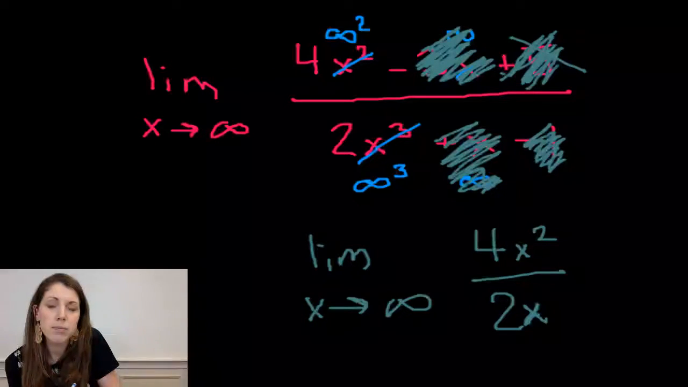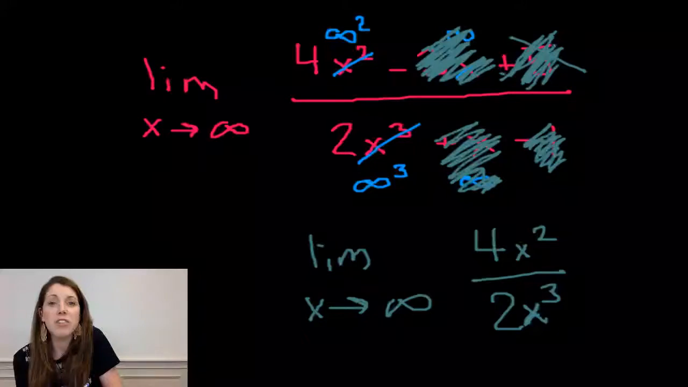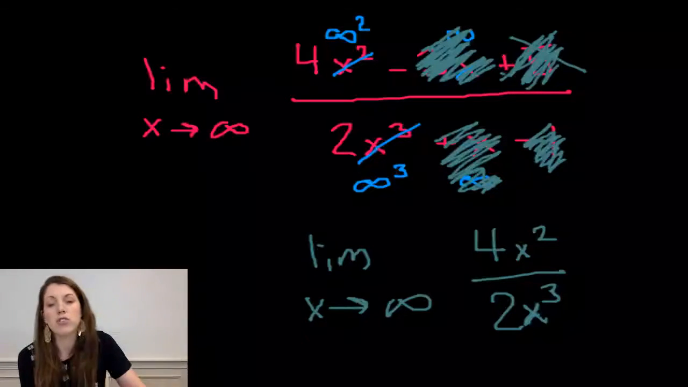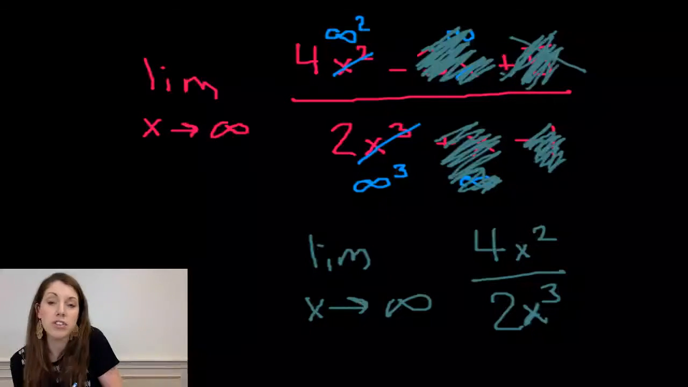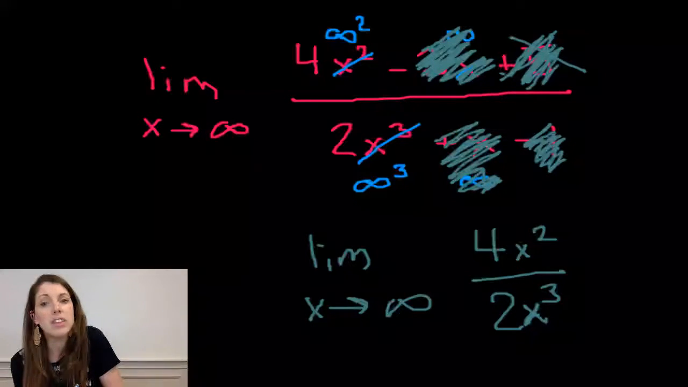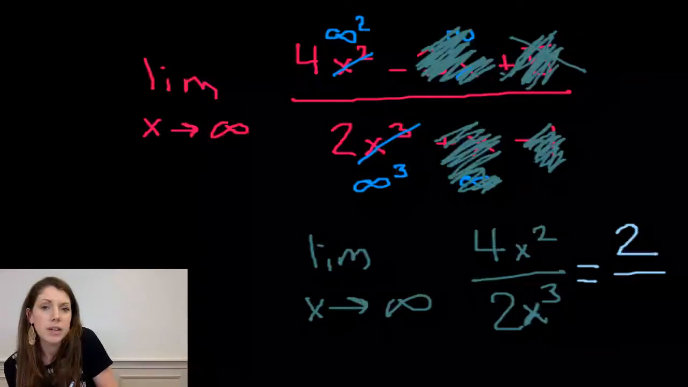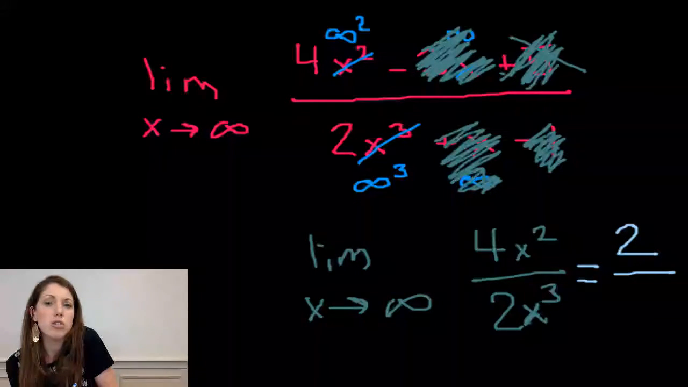Oops, that's an x. Everything else is growing so much more slowly than these two that it doesn't really matter. So we only care about these leading terms here, 4x squared over 2x cubed. Using that, we can reduce this with our knowledge of mathematics. 4 over 2 is the same as 2 over 1, and x squared over x cubed is the same as just 1 over x, if we cancel.